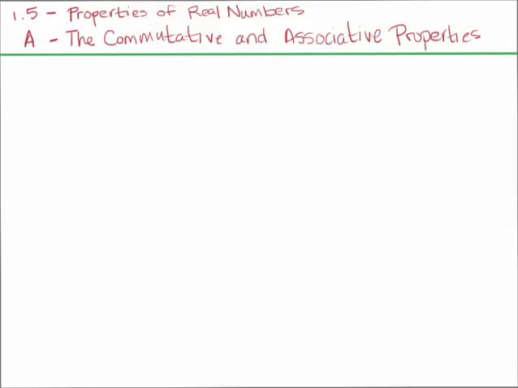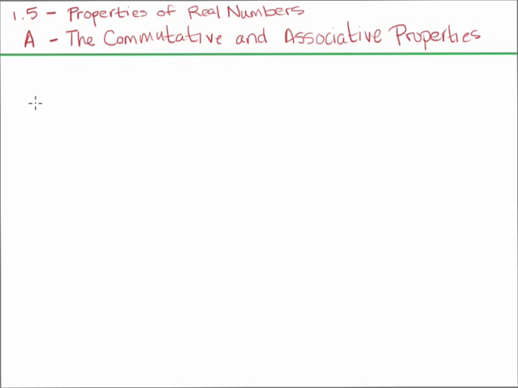Since the textbook talks about these in the same section, I'll do the same here, but I'm going to start by talking about the commutative property, and then I'll talk about the associative property. Something else to keep in mind is that the commutative and associative properties each applies to both addition and multiplication.